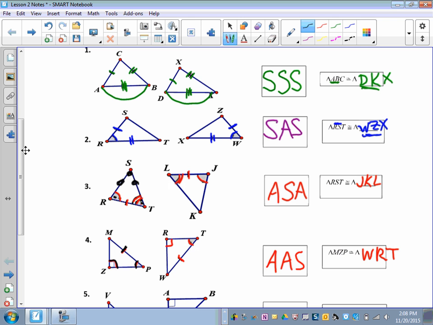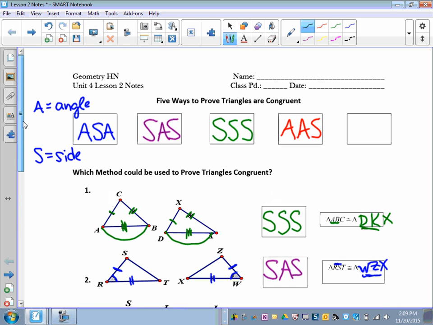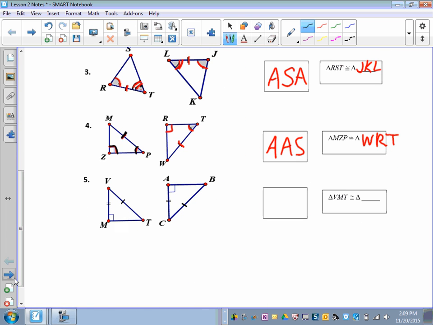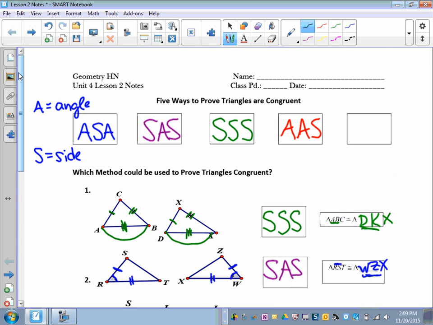Now, granted, side angle angle is the same thing as angle angle side. Just like angle side angle is the same thing as angle side angle. But these two are different. That order matters. Does that make more sense? Okay. So now let's take a look at our last one. If we were looking at our letter combinations so far, you might think that this last one would be side-side angle.